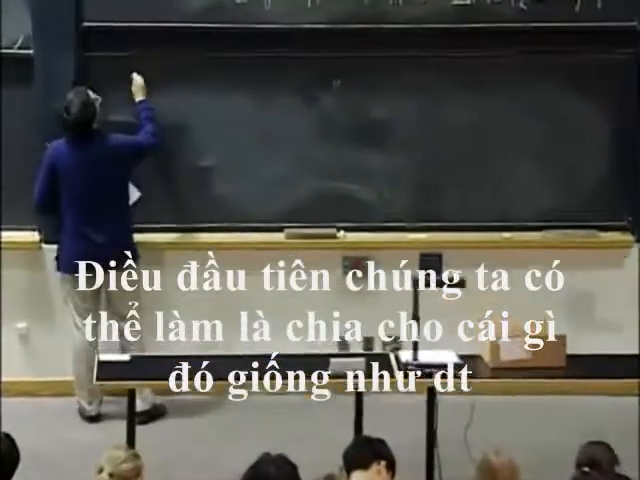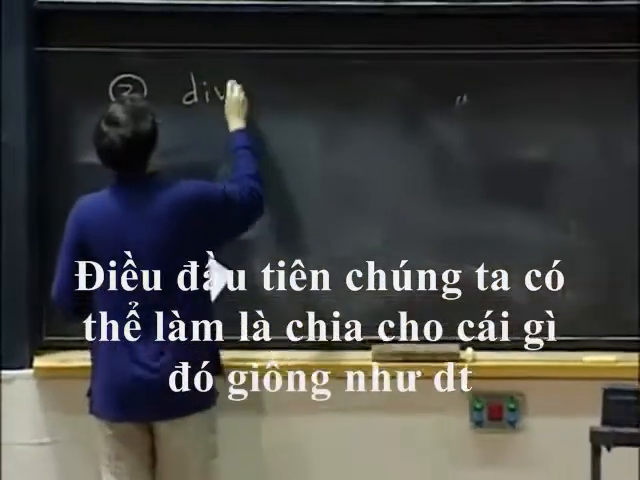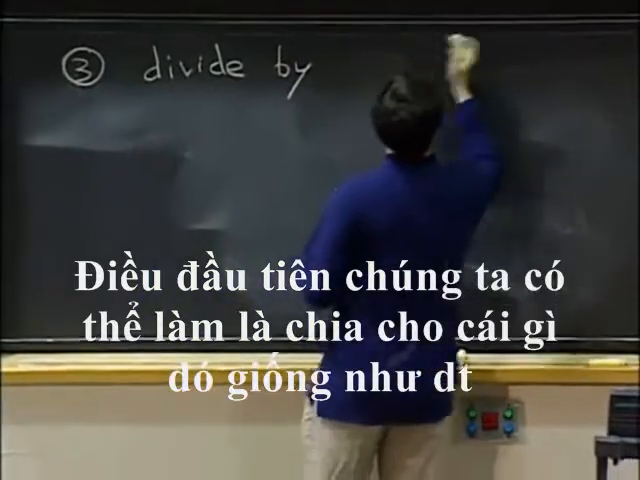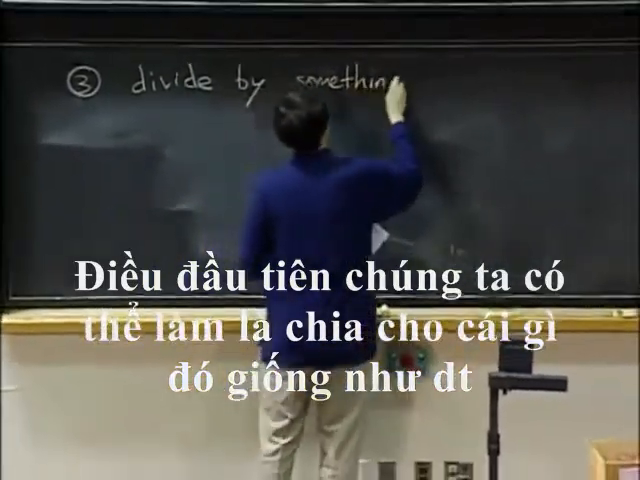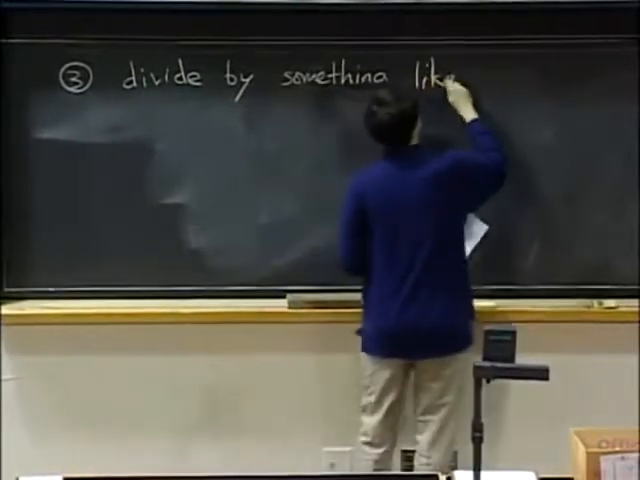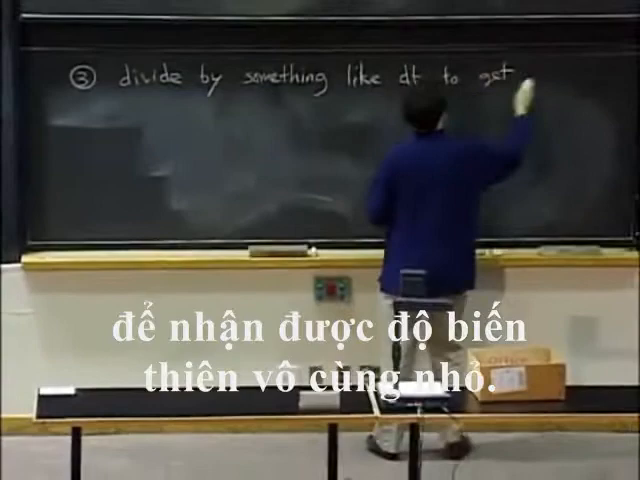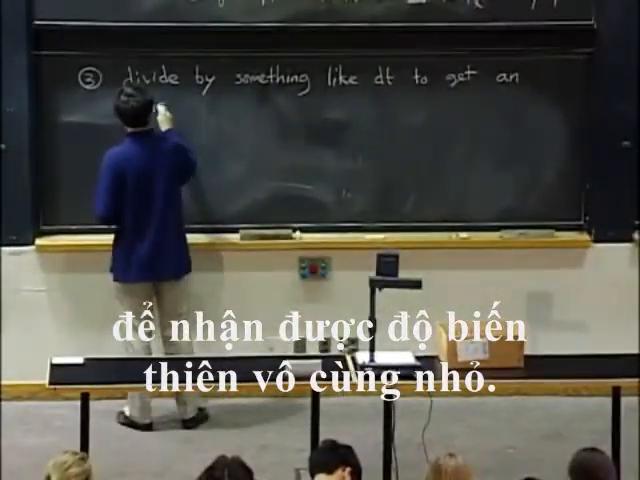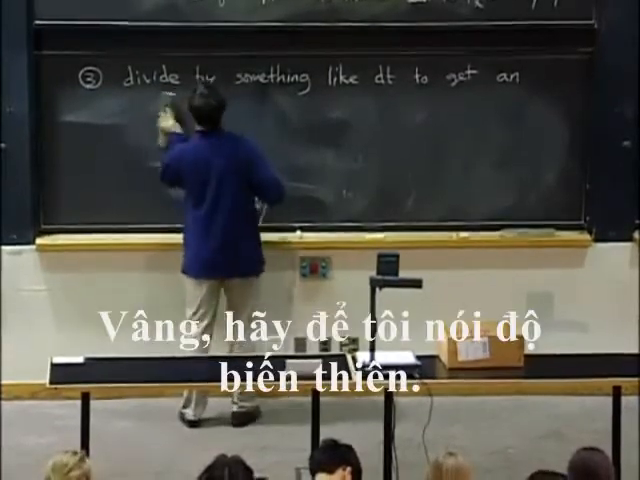Okay, so the third thing we can do is divide by, say, something like dt to get an infinitesimal rate of change. For instance, well, let me just say a rate of change.